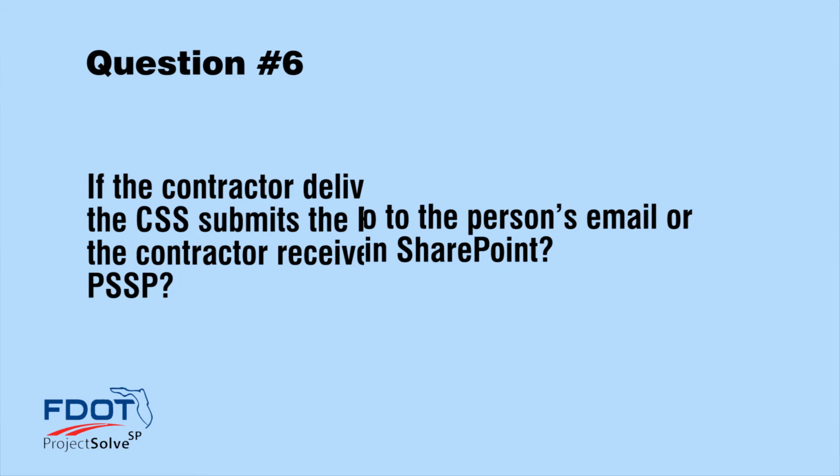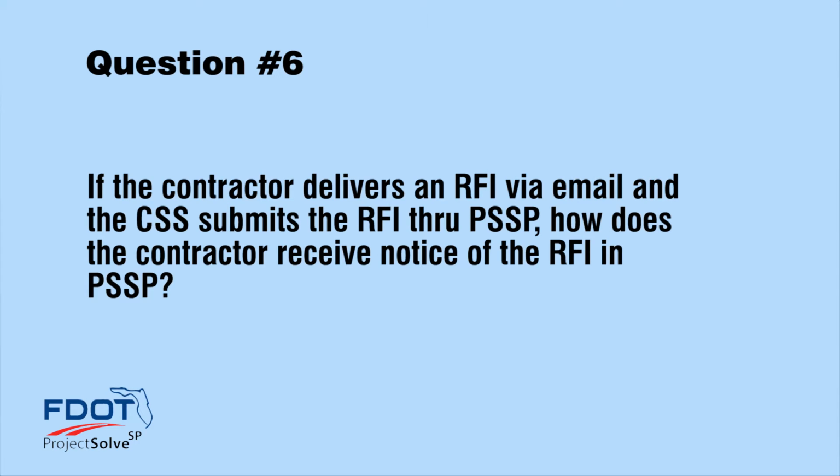Next question. If the contractor delivers an RFI via email and the CSS submits the RFI through PSSP, how does the contractor receive notice of the RFI in PSSP? Let's say the contractor emails the CSS and the CSS adds the item into the RFI log. They would be able to attach that email. They could PDF the email and attach it as an attachment when they fill in the information. They would save it. It would go through the process.